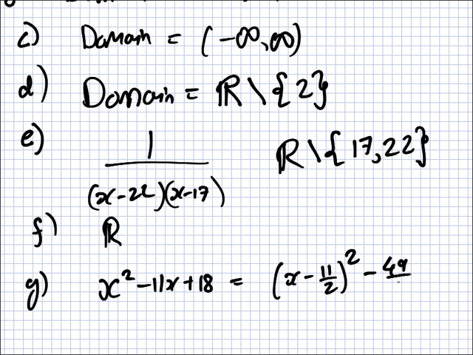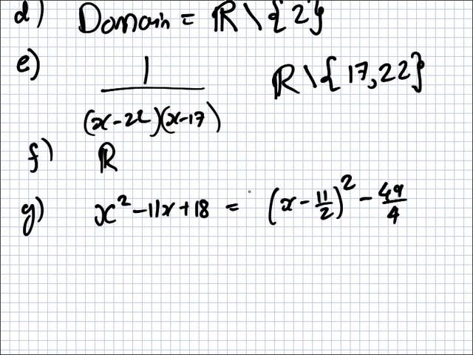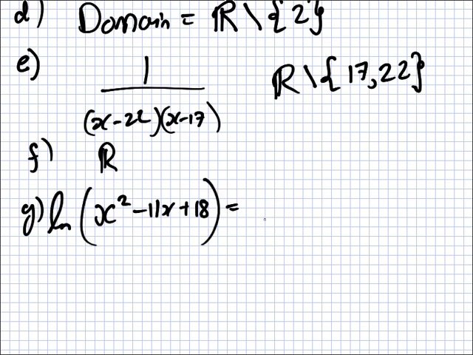Minus 49 over 4. Complete the square. The problem is, because it's a log, you need to make sure that this is always positive. You're right, Ben. I'm sorry. I should have just factorized it. So that means you need to make sure x squared minus 11x plus 18 is always positive.